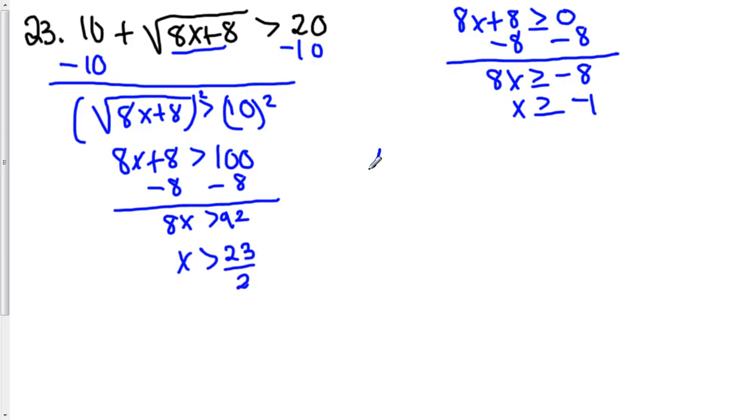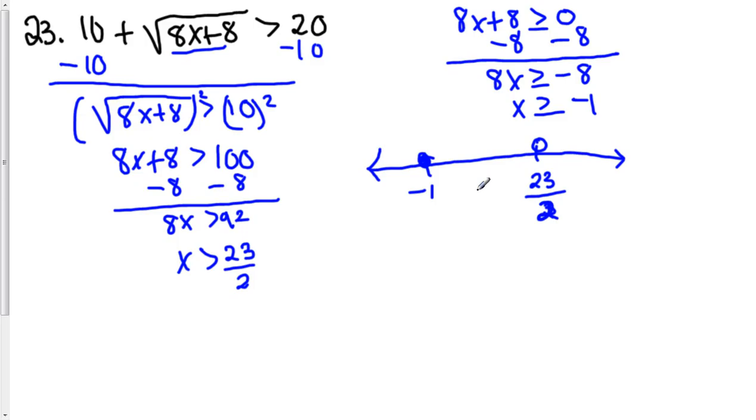So on my number line, to write my final answer, I have one important value at negative 1 with a closed circle because it is equal. And then I have another value at 23 halves positive, and that one is an open circle. Oops, 23 halves, sorry. Right, yes. So now I'm going to check.